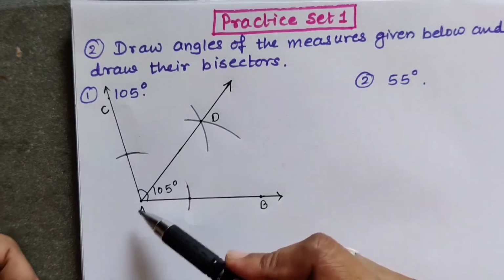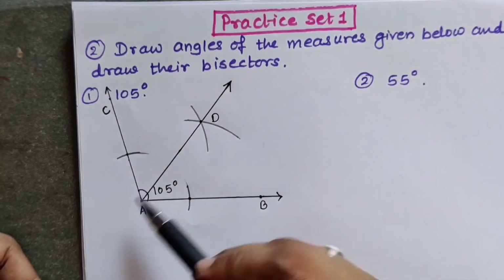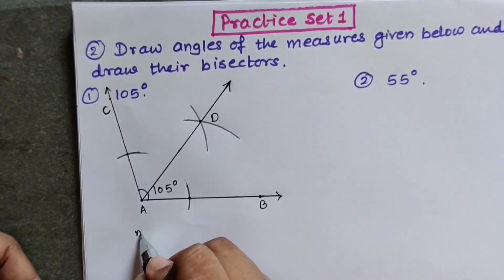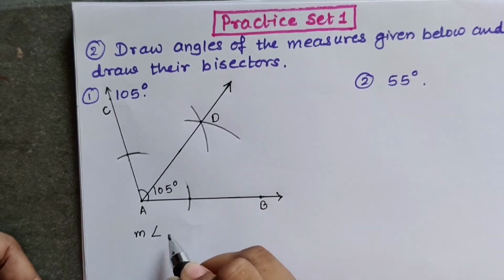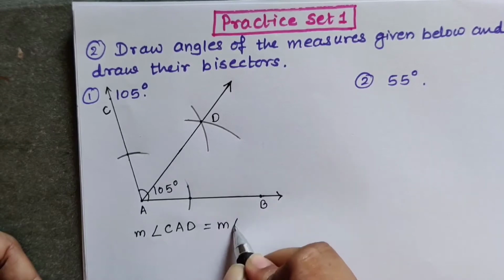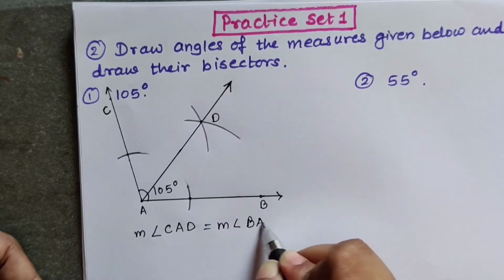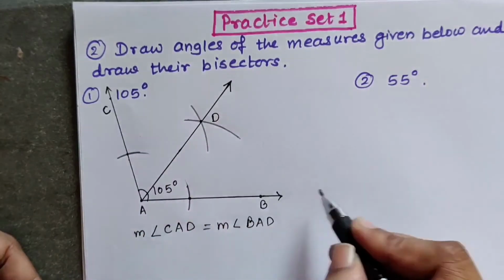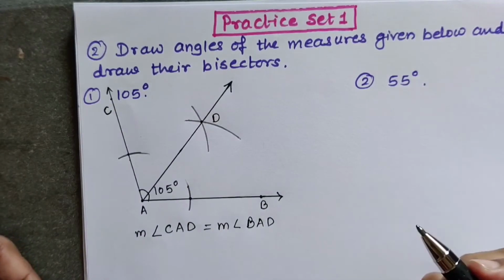So due to this ray AD, angle BAC is divided into two equal angles. Measure of angle CAD is equal to measure of angle BAD. So CAD and BAD are congruent angles.